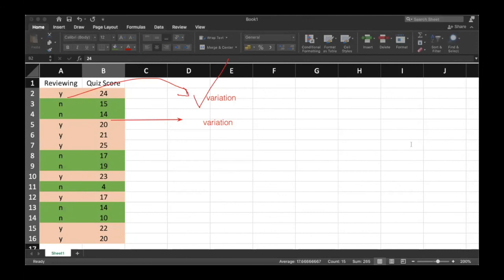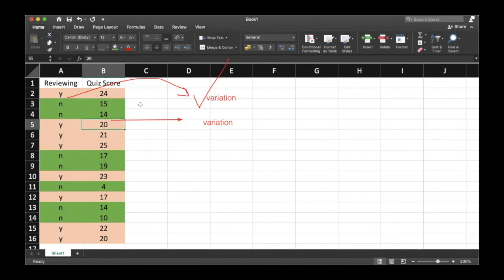Anyone? If you have two sets of variations where the variation seems to have a pattern. When they said yes, the score is high. When they did not review, low. When they reviewed, high. What do you think? What's the term for this? When two variations seem to vary together. Give me a word. What word are we looking for? Anyone? Two variations that seem to coincide with one another. We have co-variation. Co, of course, is a prefix referring to two things going along together.